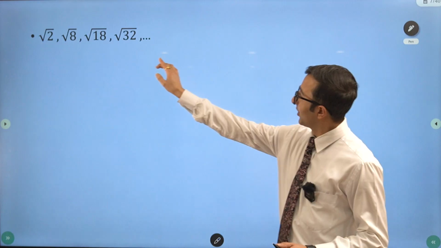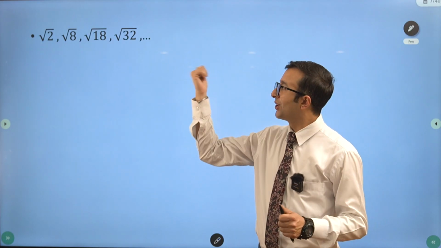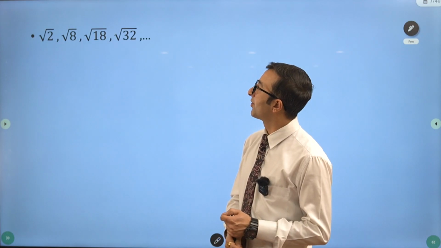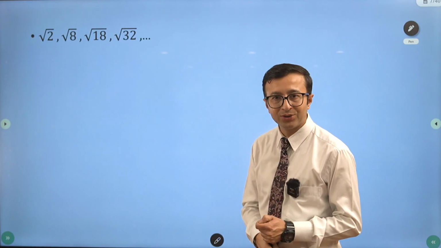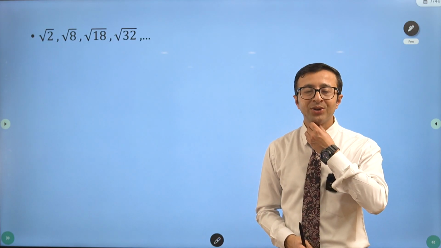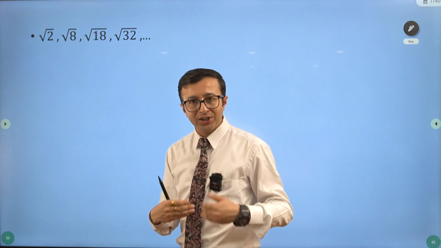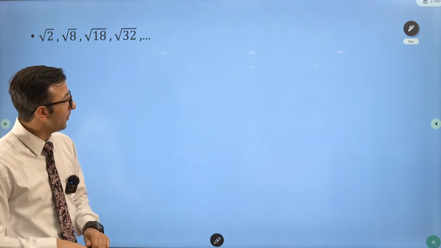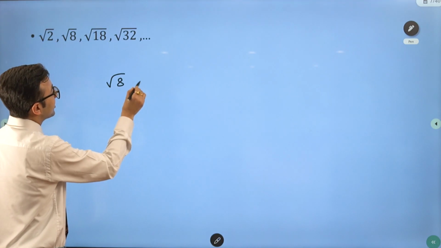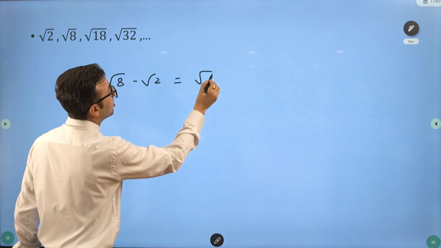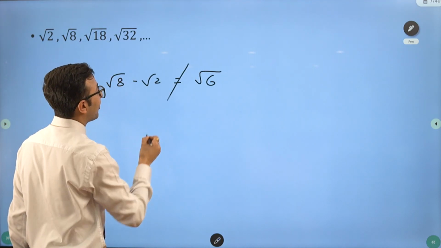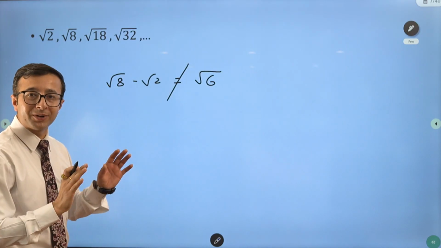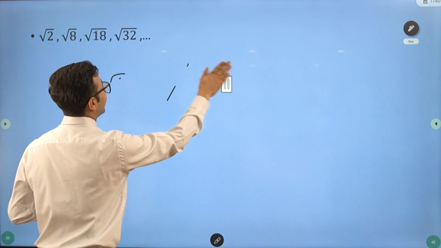Now, one example you can see here on the screen: square root of 2, square root of 8, square root of 18, square root of 32. We want to check whether this is an AP or not. You might be thinking that root 8 minus root 2 equals root 6. But this is completely wrong. We cannot subtract like this.